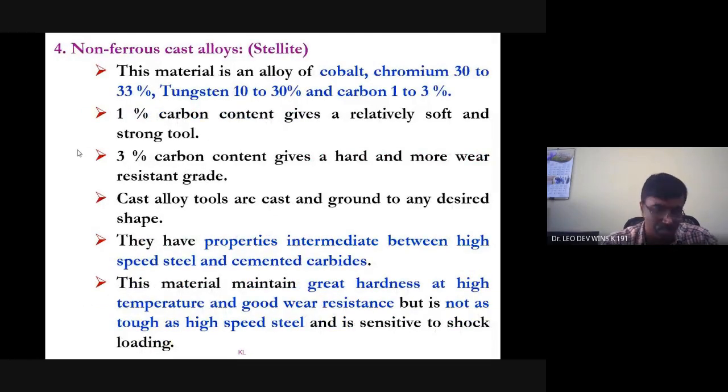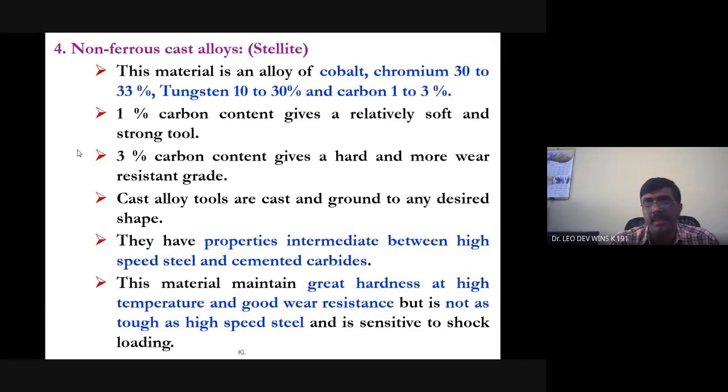The next cutting tool material is a non-ferrous cast alloy, which is called stellite. Stellite contains cobalt, chromium, tungsten, and carbon. So why is it called non-ferrous? It is a non-ferrous cast alloy, which means there is no iron or ferrous content in this particular cutting tool material. Normally, all the cutting tool materials will have at least a small percentage of ferrous, but this doesn't have any ferrous content. That's why it is a non-ferrous cast alloy.